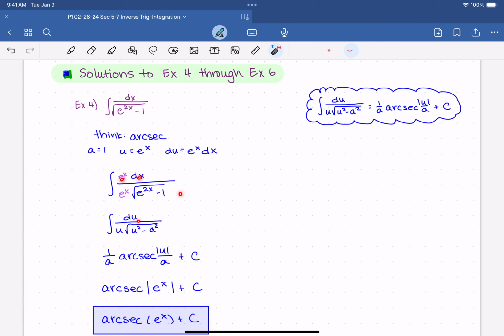There's my du in the top, my u on the outside of the radical, and u squared minus a squared on the inside of the radical. And now it's a perfect match. So I just fill in the formula. Notice I'm keeping the absolute value, except e to the x is always positive, so for my final answer, I can take it off. And there's my answer. If you need to pause it to look at this, go ahead, because like I said, it gets tricky. But there's this first example.